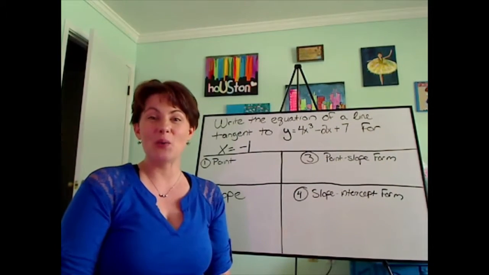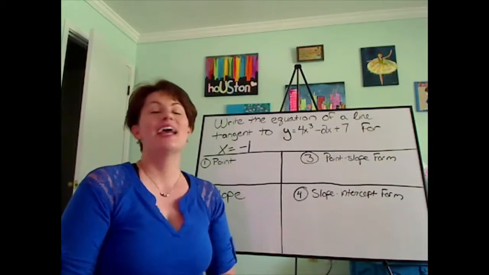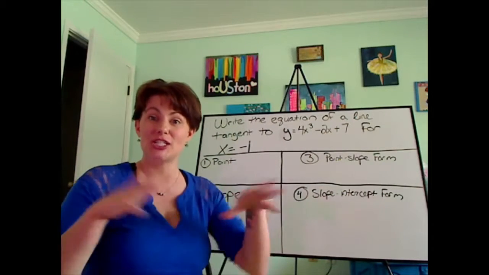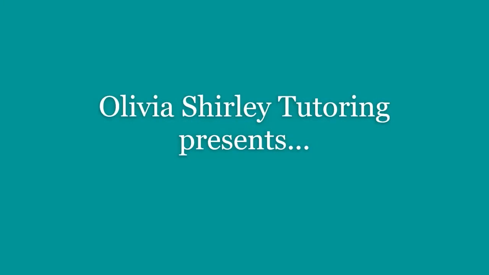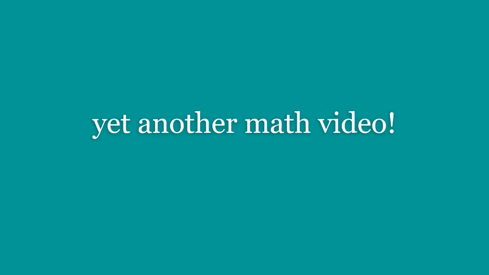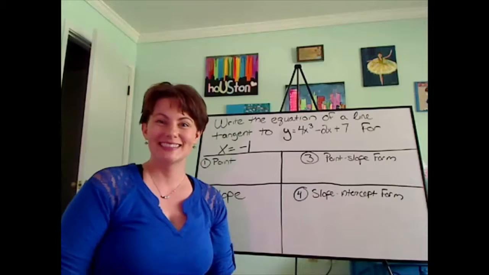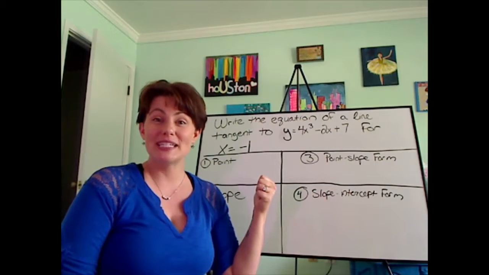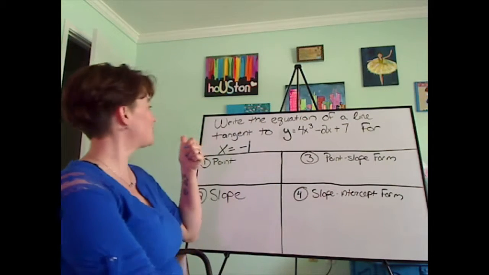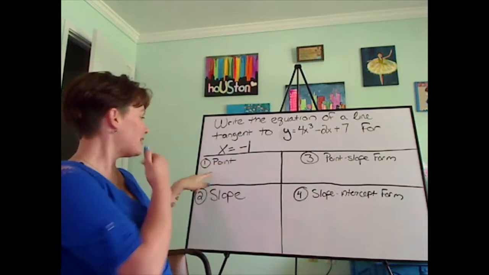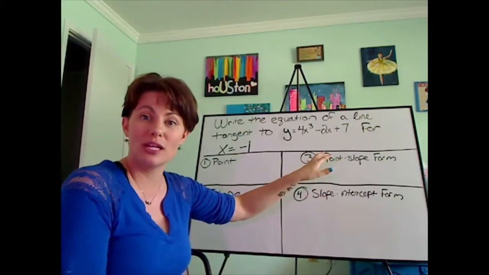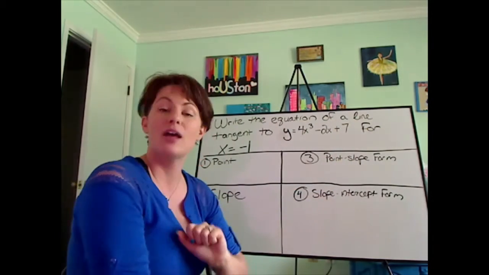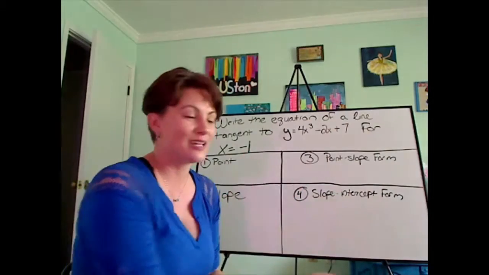In today's video, we're going to talk about how to write the equation of a line that's tangent to some polynomial at a given value for x. It's a four-step process. To write the equation of any line, you need a point, you need a slope, then you can put it into your point-slope form, which you can then manipulate into being the slope-intercept form. So let's just take this step by step.